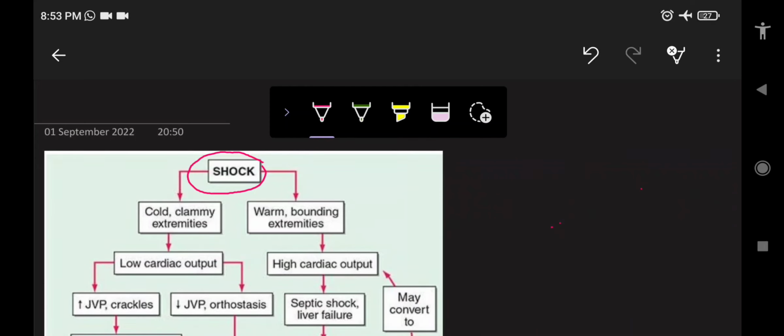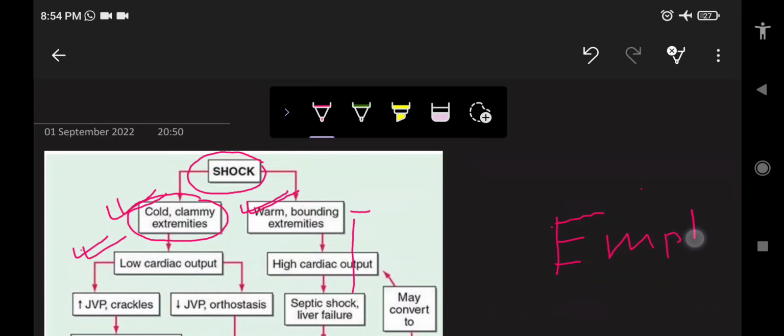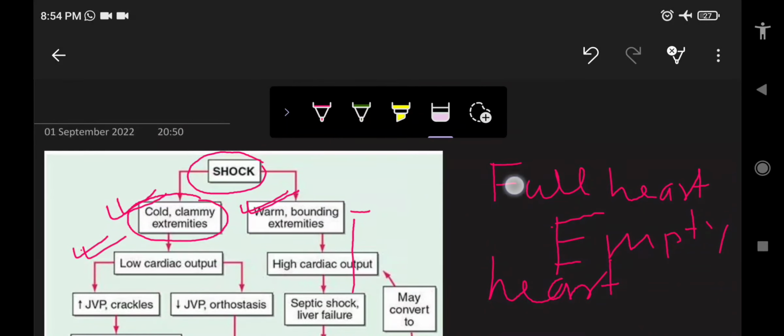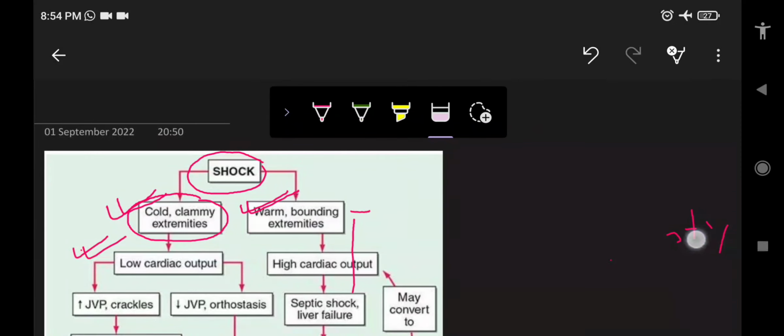We have to check if the patient has cold clammy extremities or warm extremities with a bounding pulse. So, say for example, the patient is having cold clammy extremities with an SBP of 90 and DBP maybe of 50 or 40. This means that the patient is having low cardiac output. Now, a patient with low cardiac output may have both an empty heart or a full heart. So how do you know whether the heart is empty or full? Because the treatment will depend on this.